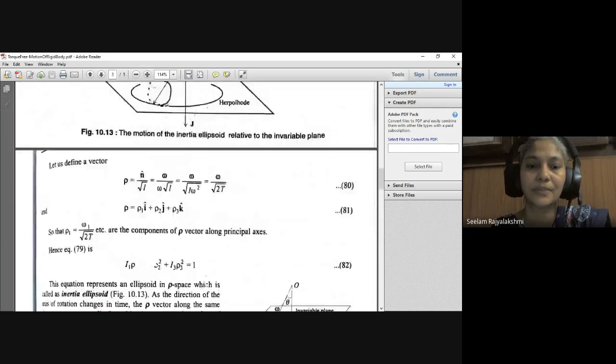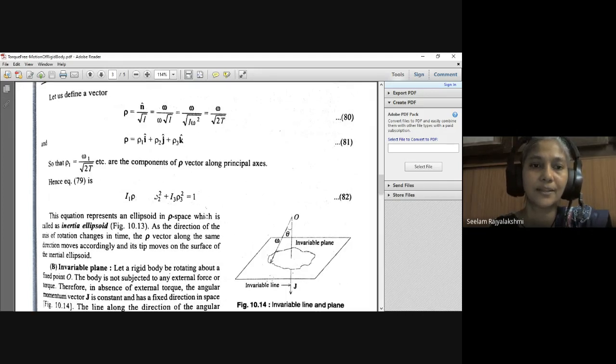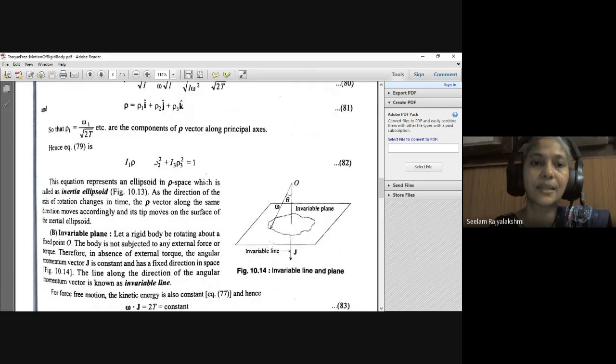So this is equation number 79. I1 rho 1 square plus I2 rho 2 square plus I3 rho 3 square equals... here it is not printed properly. So this equation is I1 rho 1 square plus I2 rho 2 square plus I3 rho 3 square equals 1. This is equation number 82, and this equation represents an ellipsoid in rho space, which is called the inertia ellipsoid. As the direction of the axis of rotation changes in time, the rho vector along the same direction moves accordingly, and its tip moves on the surface of the inertia ellipsoid.